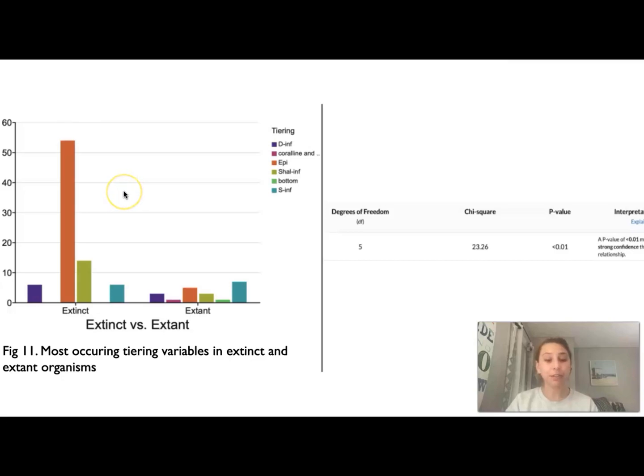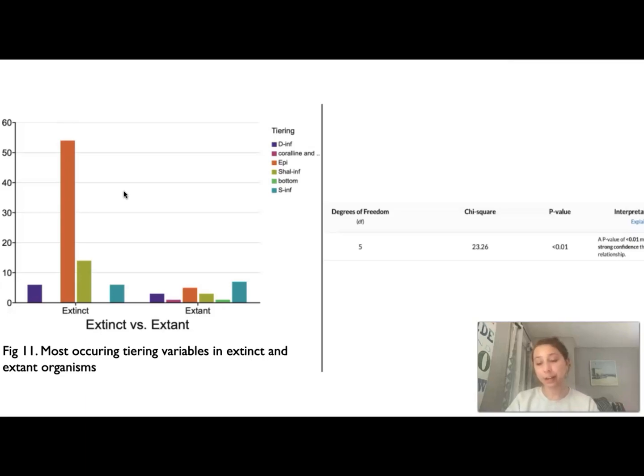Finally, figure 11 shows the most occurring tiering variables in extinct and extant organisms, and in the extinct category, epifaunal, which was the one that was buried deeper in the ocean's core, was the highest or the most frequently occurring, and S-inf is the one that's buried very deep in the ocean's sediment, or the biotic structure of the ocean, and you can see here that's the most frequent or the most occurring.